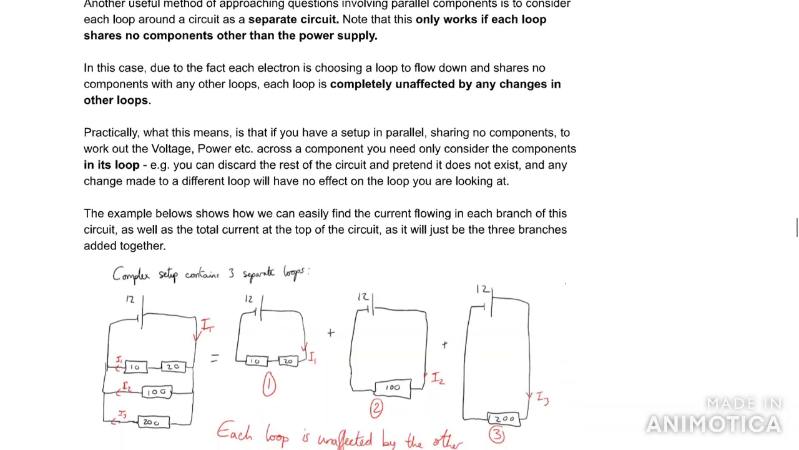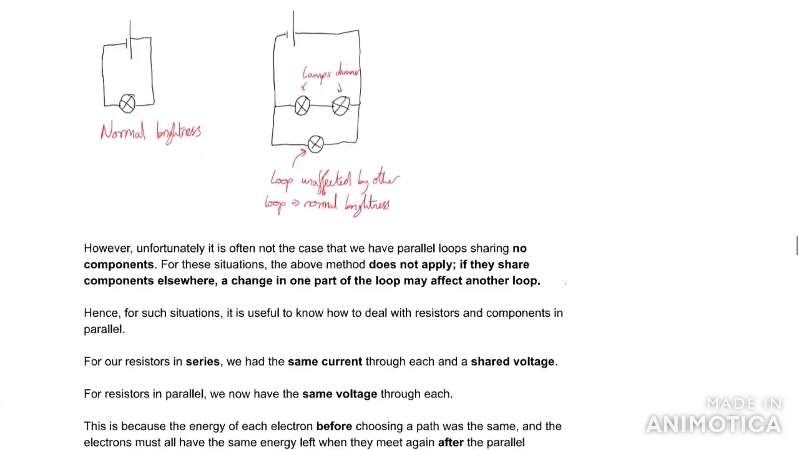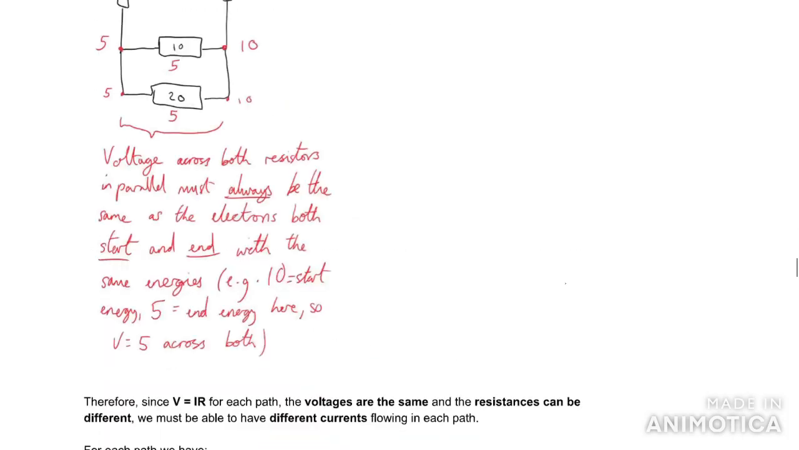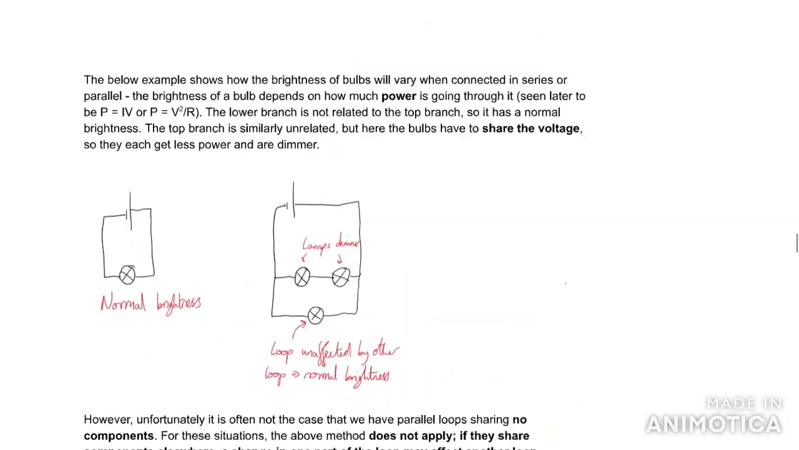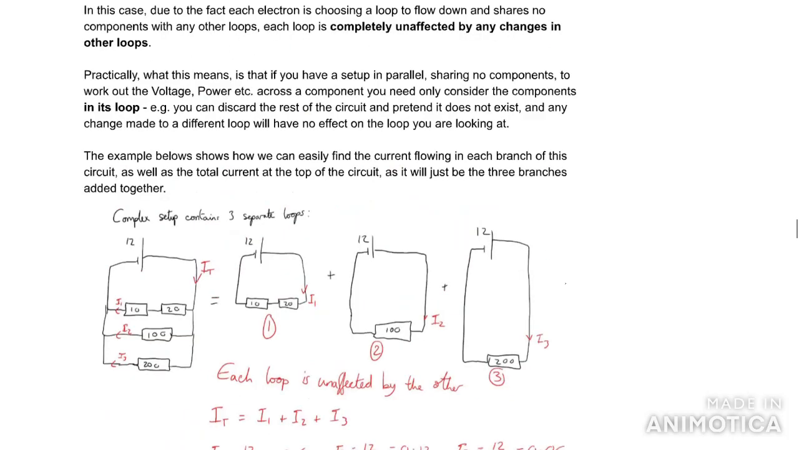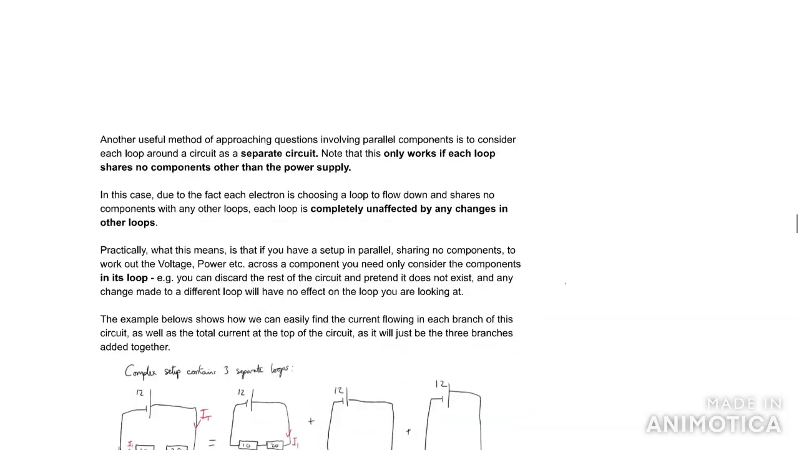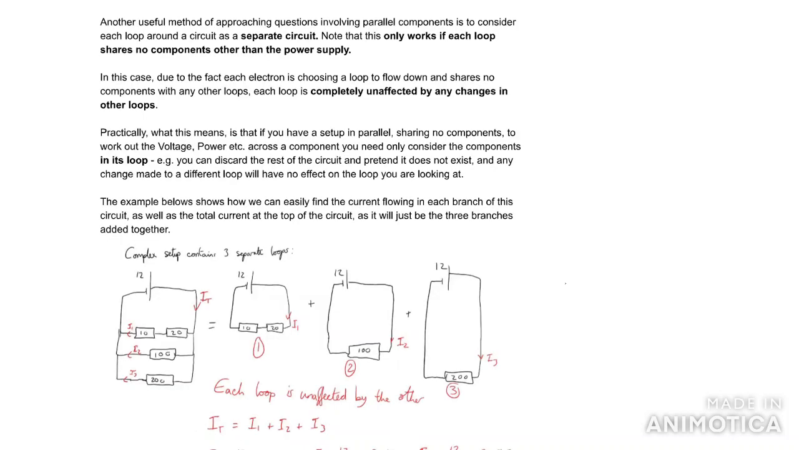So before we actually talk about the current divider, let's talk about how you can avoid doing complicated current calculations and take shortcuts in some questions. So if you have components in parallel where each loop does not share any components other than the parallel, so the power supply, this is very important. Only use this method in this situation. It can make questions extremely easy and intuitive, but it does not work if they share other components.